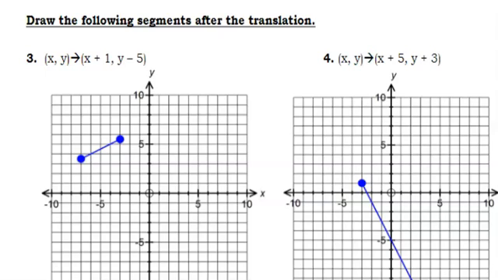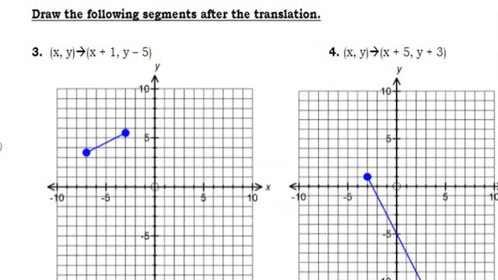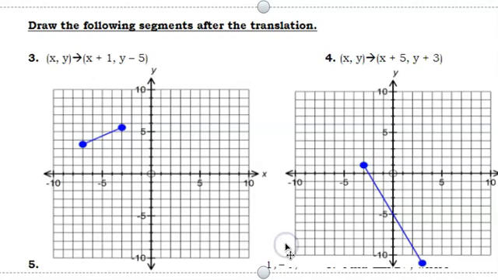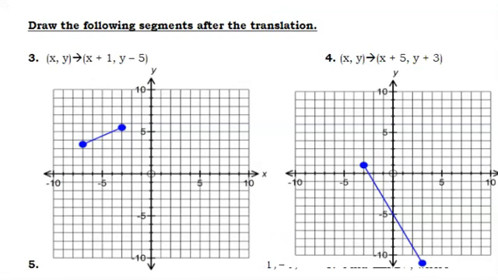All right, moving right along to number 3 and number 4. Now we have some graphs, people. All right, so here are my coordinate points. I don't know if they're perfect, so we're just going to do the best we can. So we have 1, 2, 3, up 1, 2, 3, 4, 5. So 3, 5. It tells me to go plus 1 and down 5. So I'm going to go to the right 1 and down 5. 1, 2, 3, 4, 5. So this will be my new image.